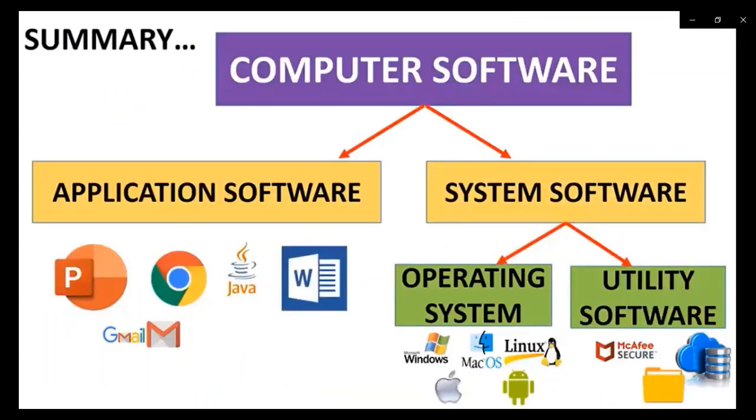Now, let's see the summary of what we have learned. Computer software is a set of instructions that guides the computer hardware. Computer software is divided into application software and system software. Application software are programs that help the user perform specific tasks. System software is a set of programs that controls the computer hardware. System software provides the platform for running the application software. System software is divided into operating system software and utility software.